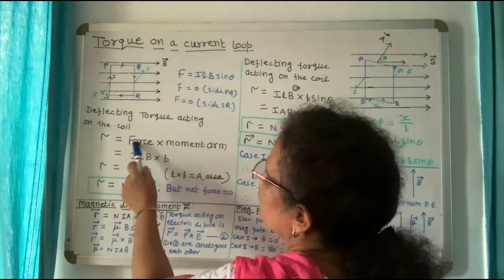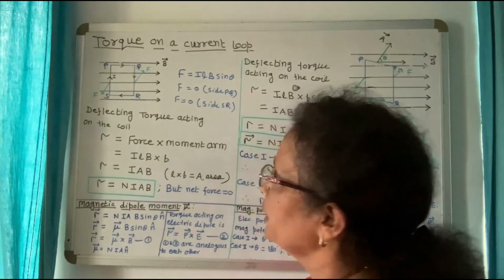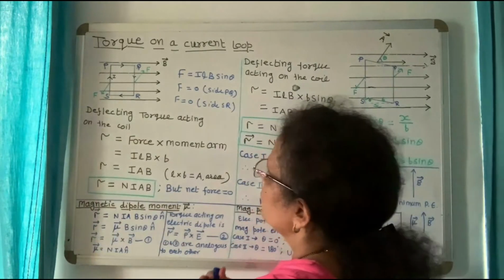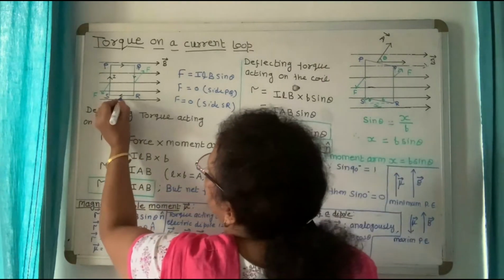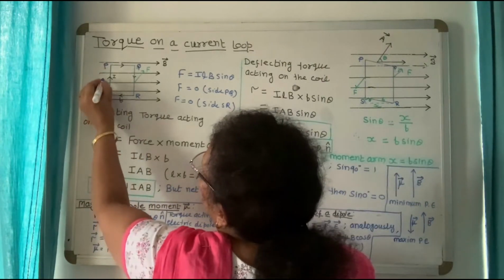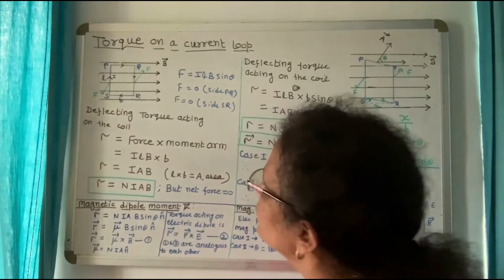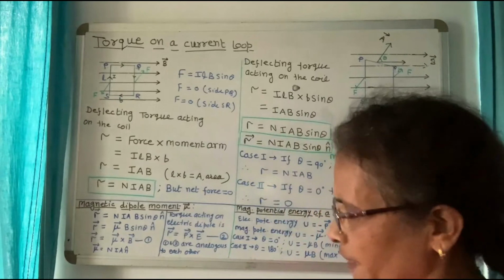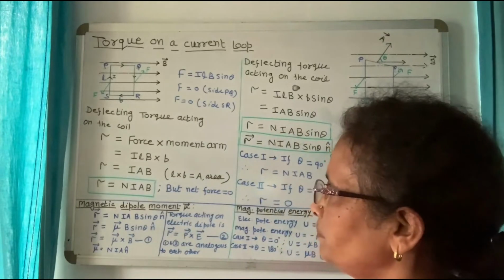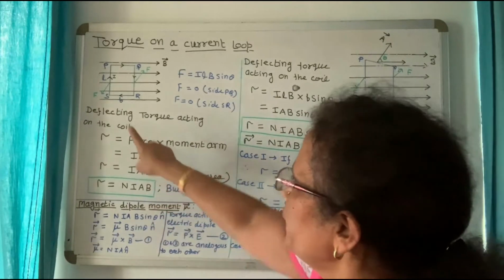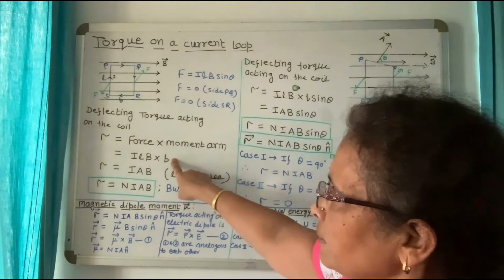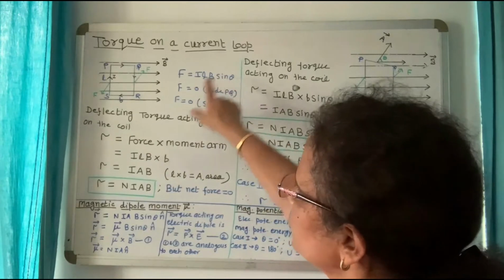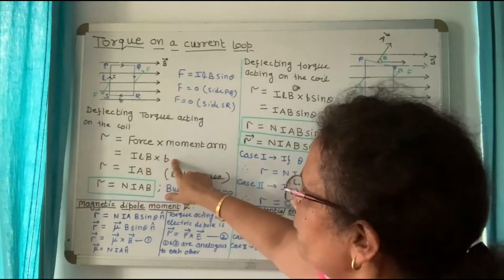So the magnitude of the force is ILB because the angle between them is 90 degrees. And the moment arm, if b is the breadth of this coil and L is the length, then the area will equal L into b. So force will equal ILB sin 90, which is ILB, multiplied by the moment arm.